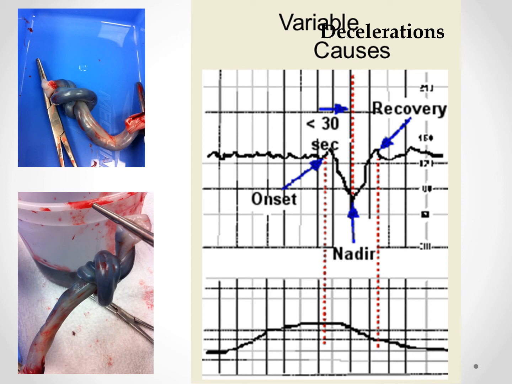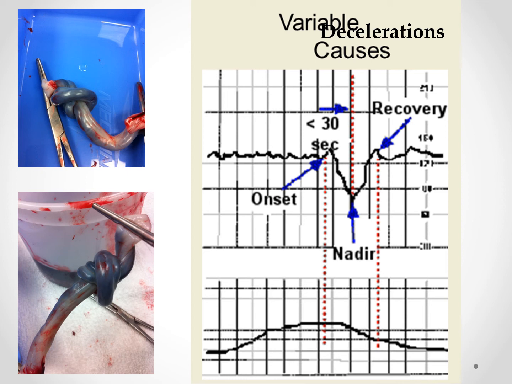Now, variables often look like a V for variable. Again, not always, but for our purposes they will. They're variable because they don't always occur early or late. They can occur anywhere. They can occur early in the contraction or late in the contraction.